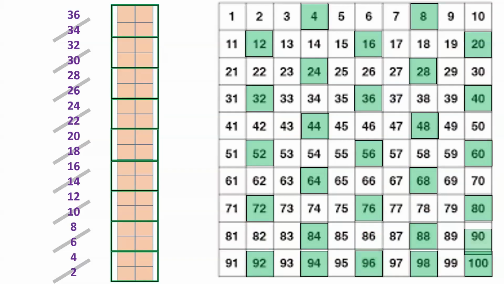So there's no reason why, if you know your 2 times table, you don't know your 4 times. You can write it out on the left-hand side with the purple numbers there, and then cross out the other one and look: 4, 8, 12, 16, and so forth. And you can see it on the 100 chart as well. We removed half of the 2 times table and we're left with the 4 times table.